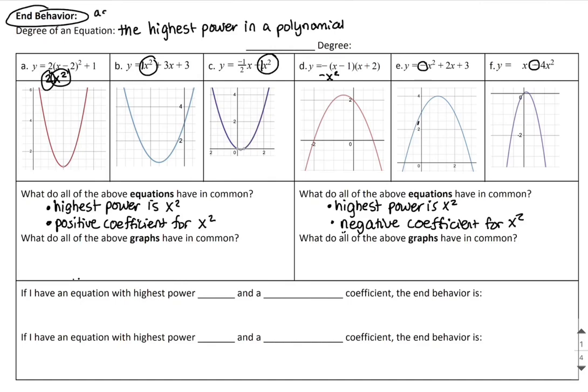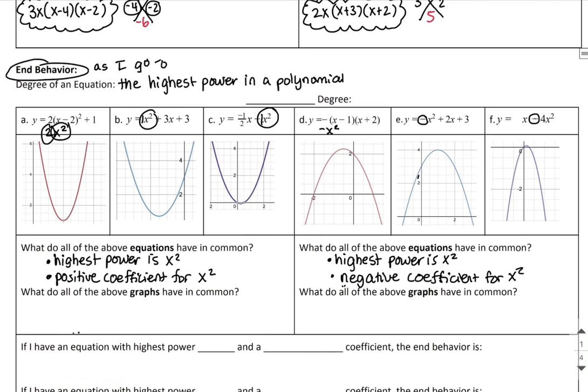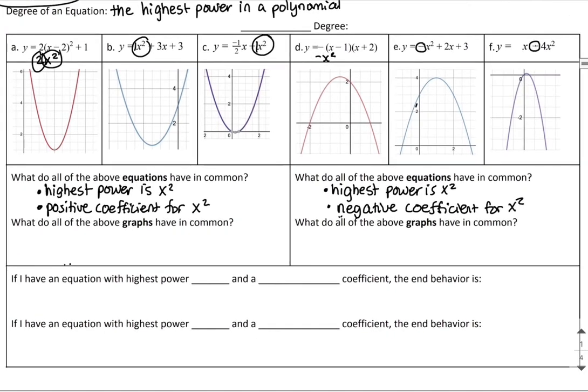So what's happening as I go to the left? What happens as I go to the right? So that's what the end behavior is. So what happens as I go to the left in these three? As I go to the left, I'm going upwards. What happens as I go to the right? I'm also going upwards as I go to the right.